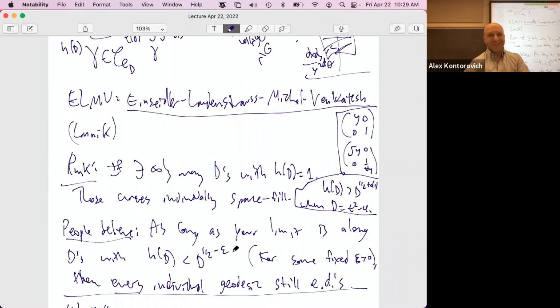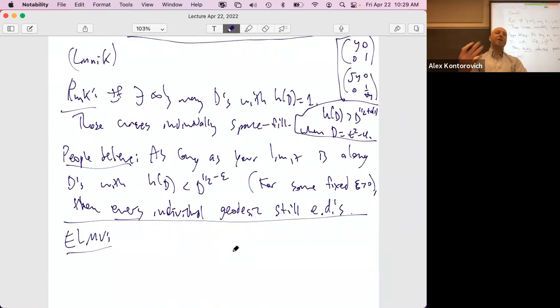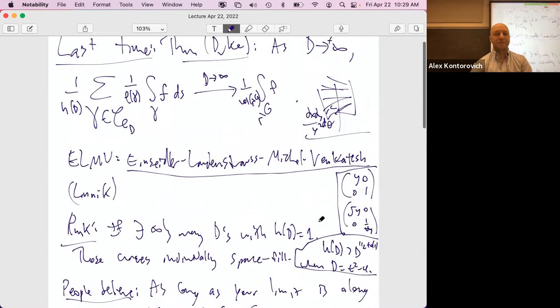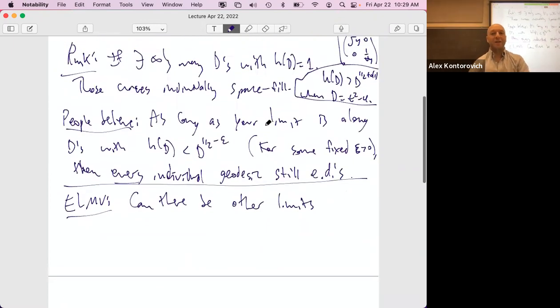But they were trying to understand, can there be other limits? So in a sense, only the maximal piece is special. The rest of them are expected to be generic, converging to Haar measure. So this is like a unique ergodicity type question. Can there be other limits? For example, can the limiting support be compact?